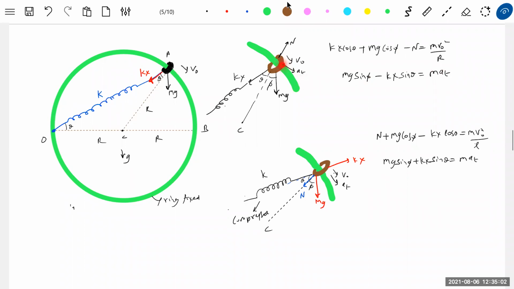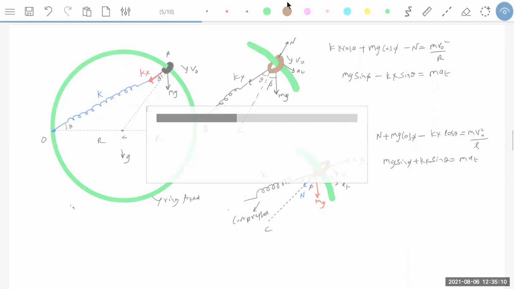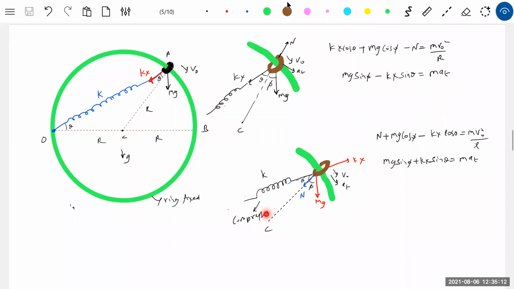So how the bead comes in contact with the ring matters a lot. You should have good observation. So this is what happens when the spring is compressed, and this is when the spring is elongated. I think the spring force also matters. So we should take a decision based on the conditions here.